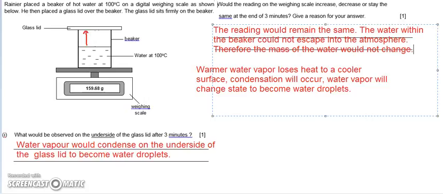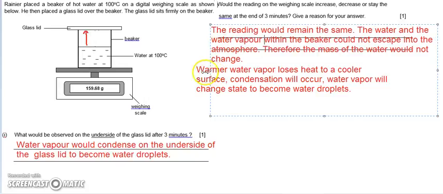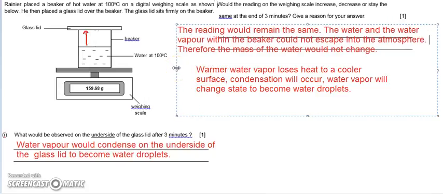Why? Because the water within the beaker could not escape into the atmosphere. The water and the water vapor within the beaker could not escape into the atmosphere, right? Could not escape out of. You can also say cannot escape out of the beaker. Cannot escape the beaker also can. Therefore, the mass of the water would not change and would always remain the same.